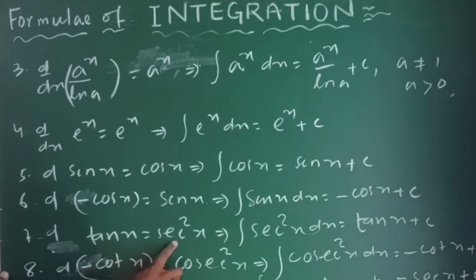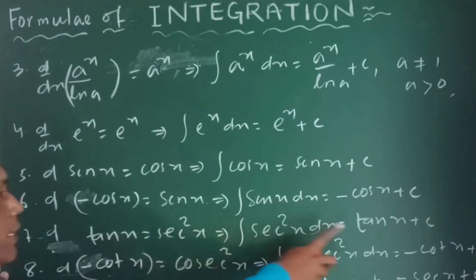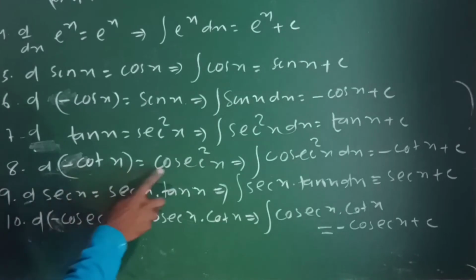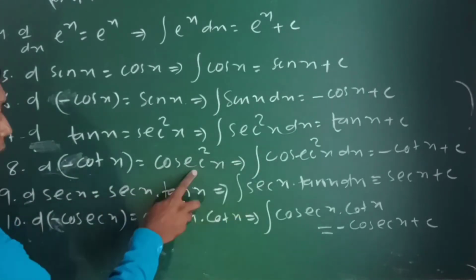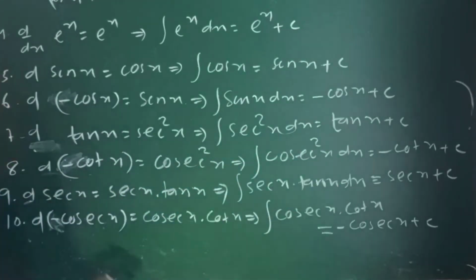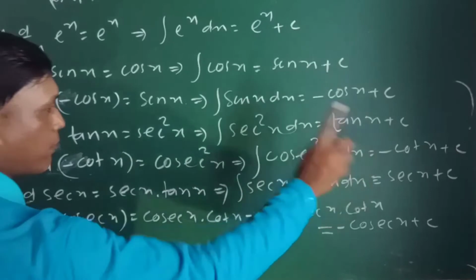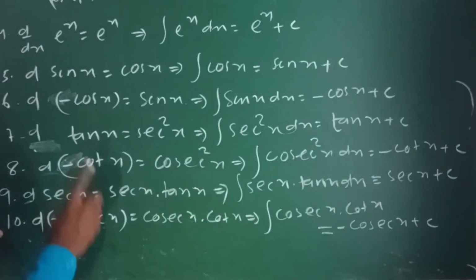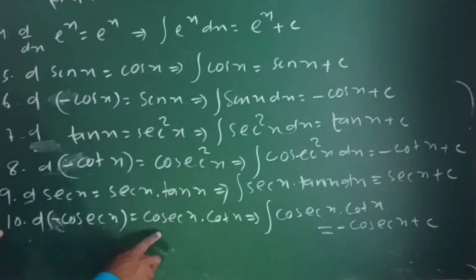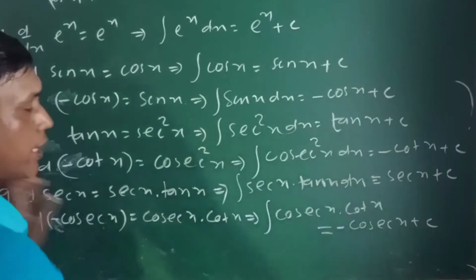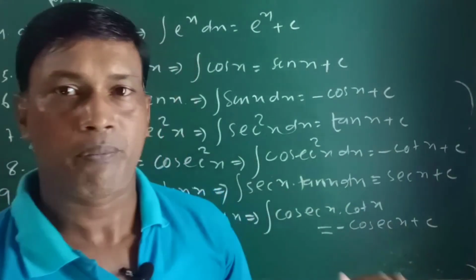The derivative of tan x is sec square x. So the integration of sec square x is tan x. The derivative of minus cot x is cosec square x. So the integration of cosec square x is minus cot x plus c. The derivative of sec x is equal to sec x into tan x. So the integration of sec x into tan x is sec x plus c. The derivative of minus cosec x is equal to cosec x into cot x. So the integration of cosec x into cot x is minus cosec x plus c. So these are some simple formulas.